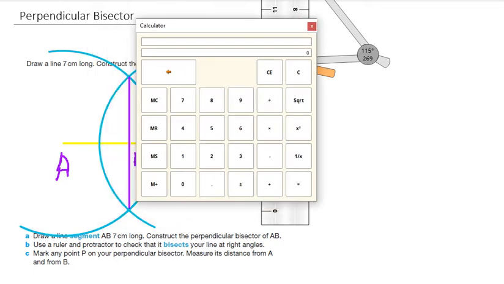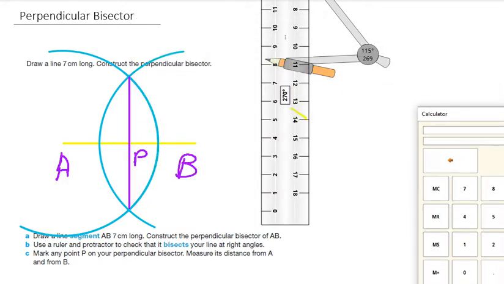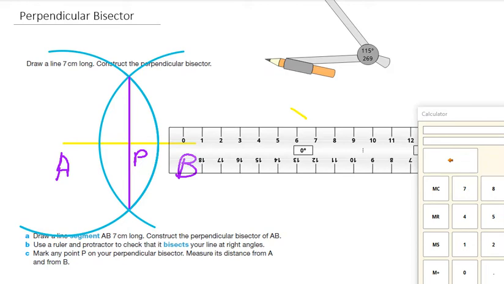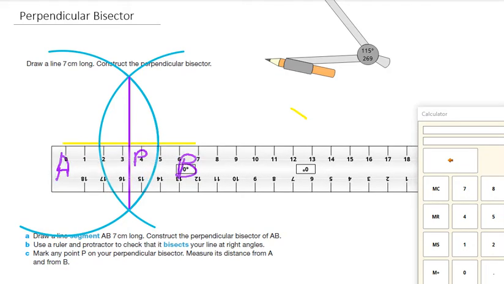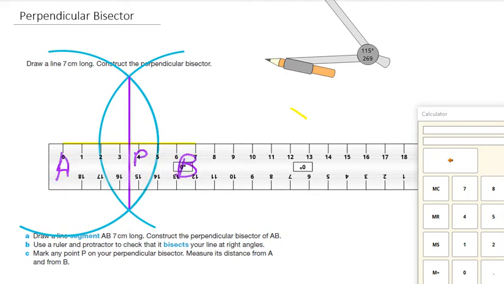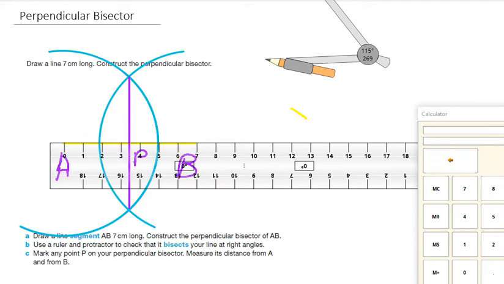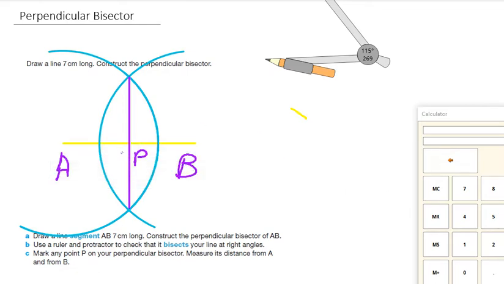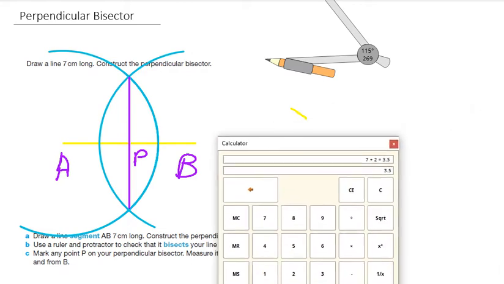Is it really the perpendicular bisector or not? 3.5, 3.5, all right. So now we again need to use a ruler over here and check if it is 3.5 or not. Yeah, it's exact 3.5 and 3.5. So in this way you can draw perpendicular bisectors like this. Okay, let's move on towards the next problem.